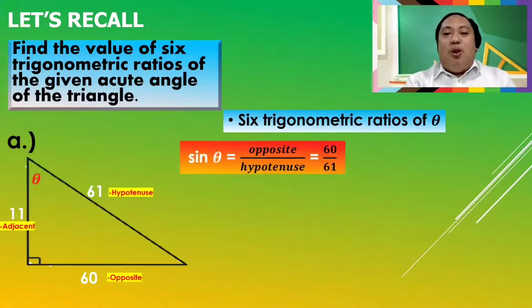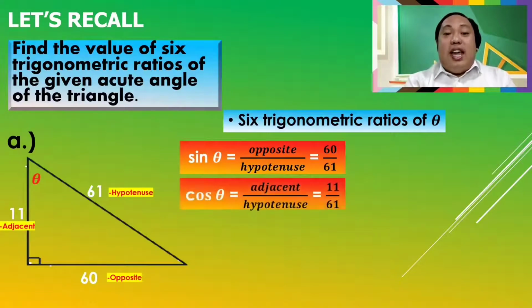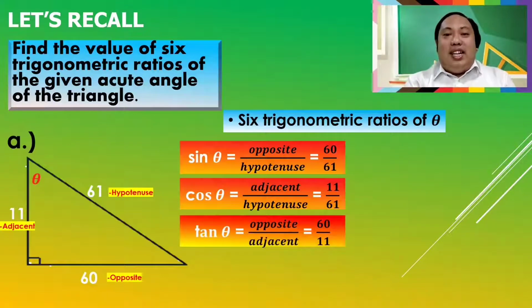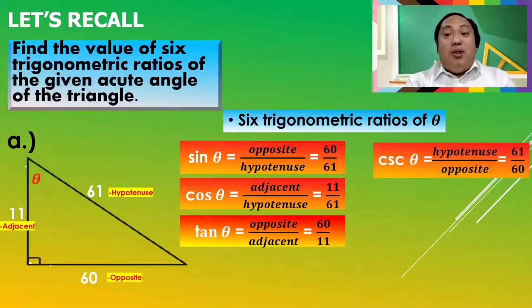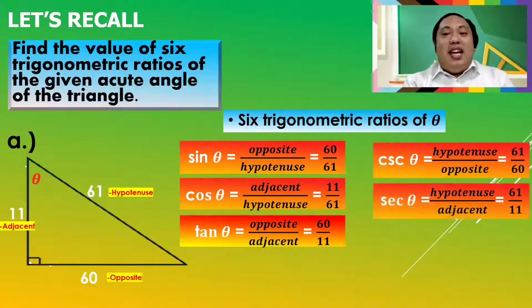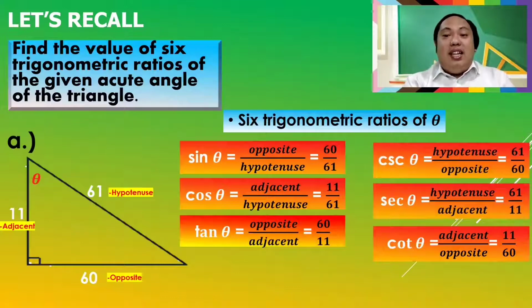For sine theta, we have opposite over hypotenuse equals 60 over 61. Cosine theta, we have adjacent over hypotenuse equals 11 over 61. Tangent theta, we have opposite over adjacent equals 60 over 11. Cosecant theta, we have hypotenuse over opposite equals 61 over 60. We have secant theta, hypotenuse over adjacent, 61 over 11. And we have cotangent theta, adjacent over opposite side equals 11 over 60.